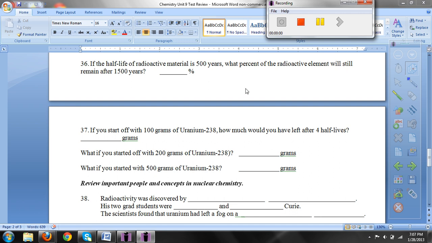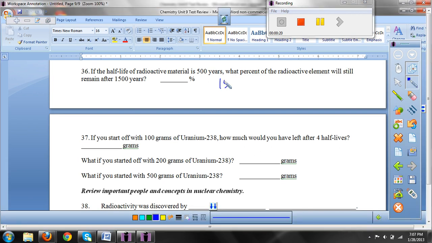Now, half-life means that you lose half of whatever you started with every time a half-life occurs. So this has a half-life of 500 years. After 1,500 years, I should have gone through 3 half-lives, because 1,500 divided by 500 would give me 3.